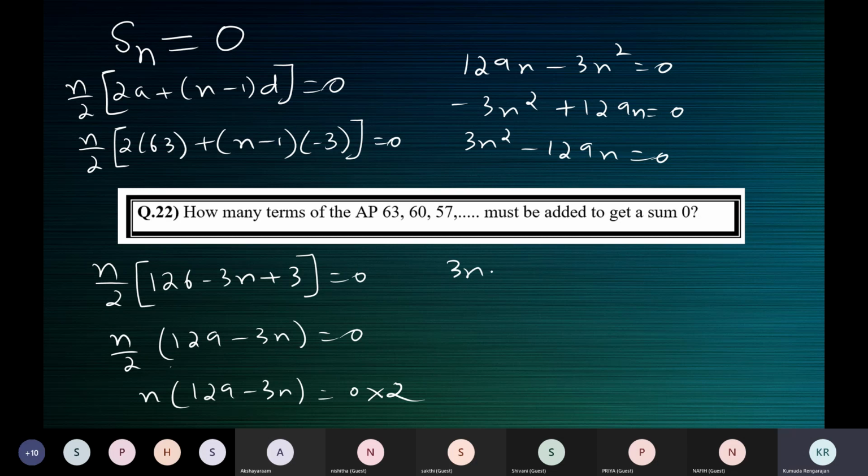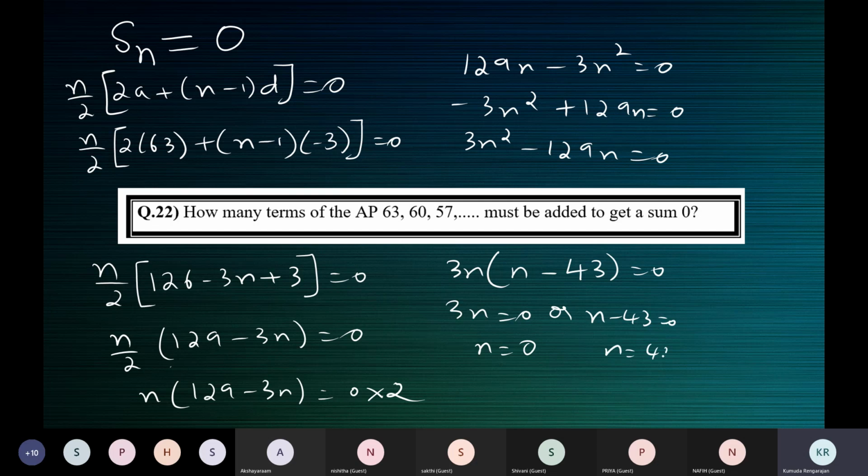3n is common. N minus 3 4s are 12 and 3 3s are 9, is equal to 0. So 3n is equal to 0. N is equal to 0 by 3, which is 0. Or n minus 43 is equal to 0. N is equal to 43.